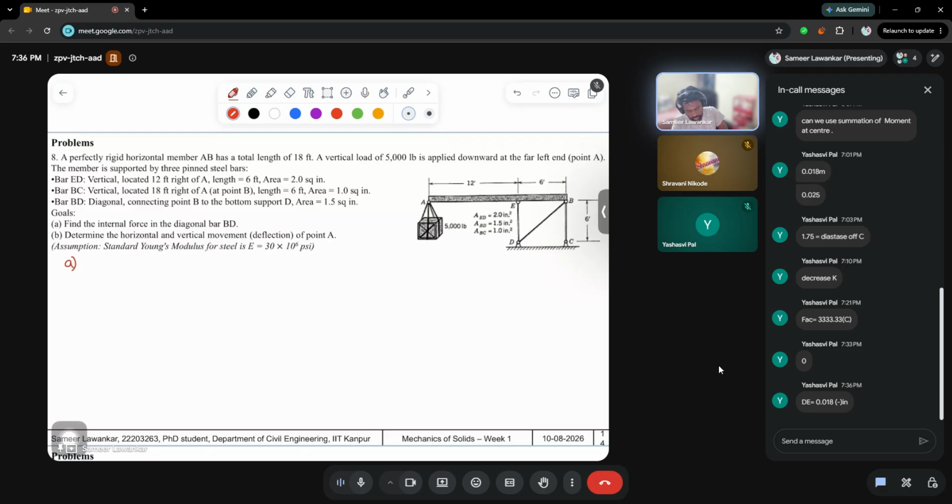Yes, it's correct. So it's 0.018 inches in downward direction. Similarly, calculate delta B also.